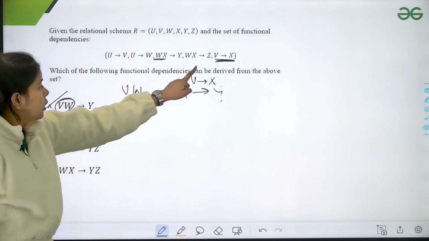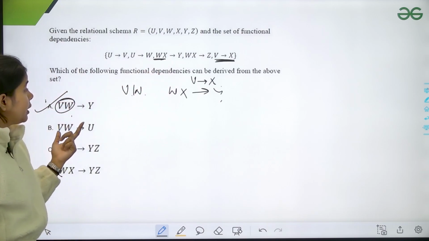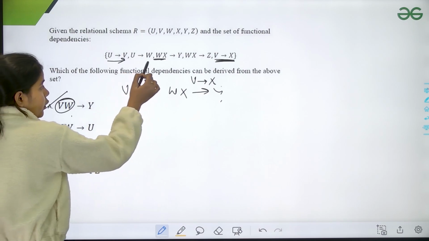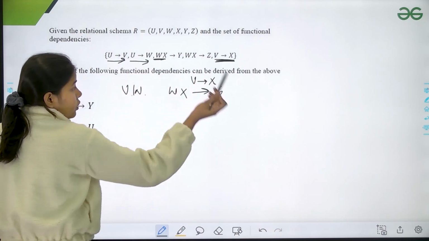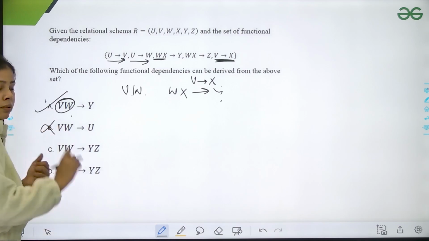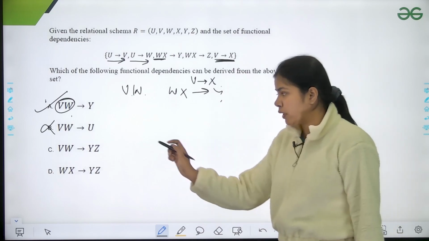VW to U. Now V to X and then WX to Y. But you can see that U implies V and U implies W, but U is not implied by anyone. So we do not get that from here. So B is not a functional dependency from the above data set. I cannot derive VW to U.